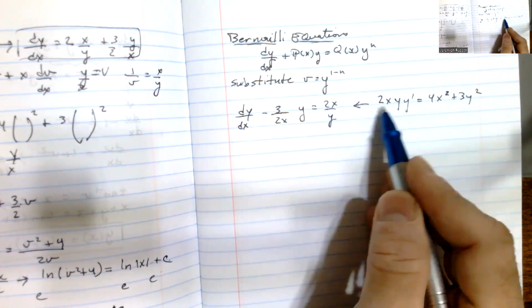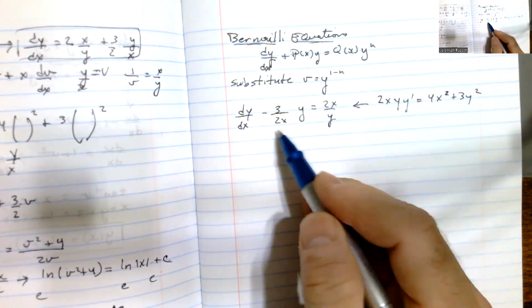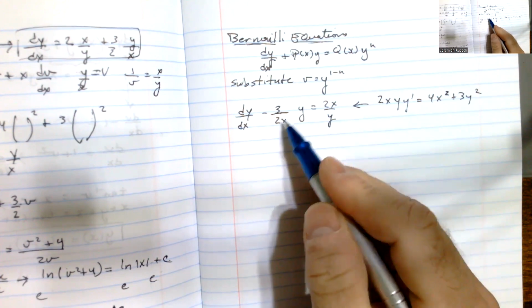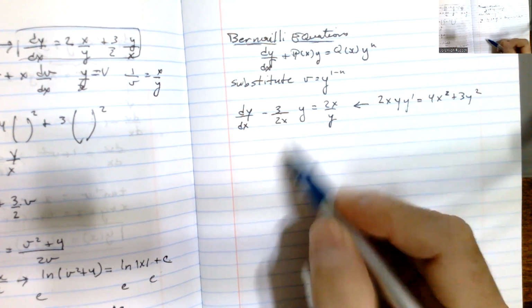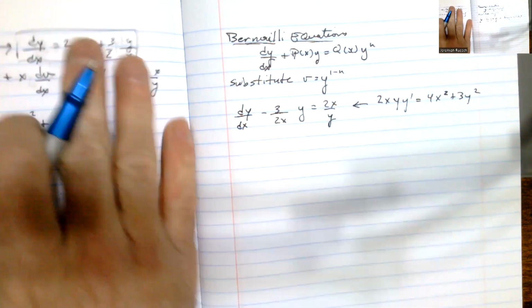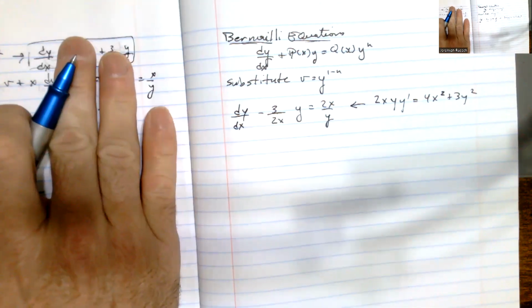So just be careful that the form may not always be presented in a way that looks immediately like it could be written as a Bernoulli equation. But this way allows you to use a little bit of algebraic manipulation, massaging it into a form that may be a little bit more helpful.